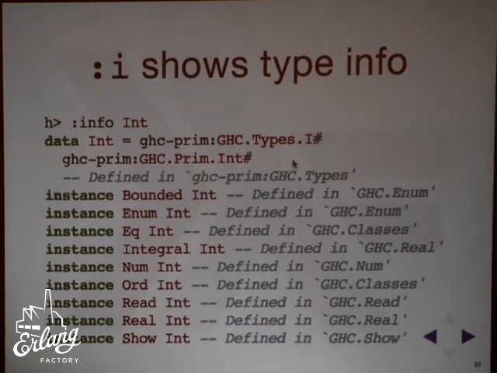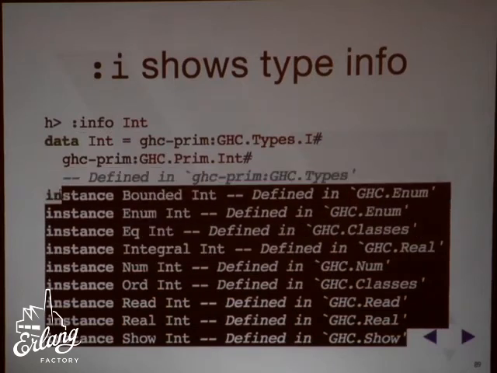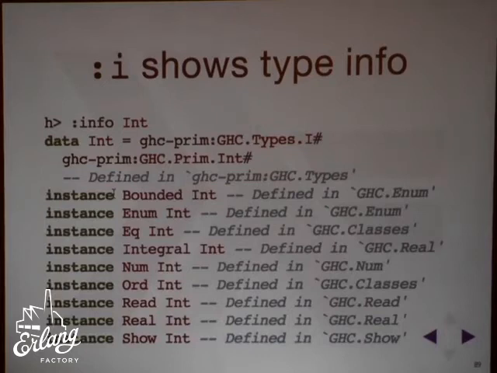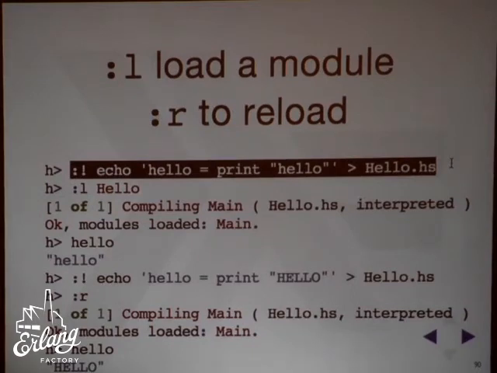So this is some internal garbage for how an integer is represented internally by the compiler. But it'll also tell me all of the type classes that are implemented by Int. So I know that Ints are bounded, and I can enumerate them, and they have equality, and they're integral, and they're ordered, and all that stuff. And I can load and reload modules dynamically, kind of like you would in Erlang. And I can execute shell functions and just do all kinds of stuff from the GHCi interpreter. So for a compiled language, it's actually got a really great interactive experience.